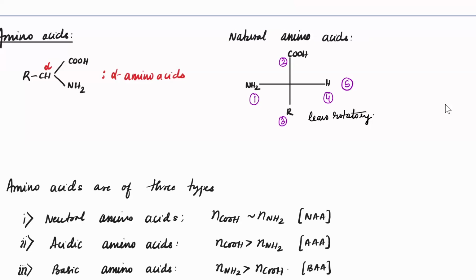A lot of JEE questions have been asked on this. All you need to check is whether it is natural or not. How do we check? Just check the configuration at the alpha position of the amino acid. If that matches with the levorotation, that has to be a natural amino acid.